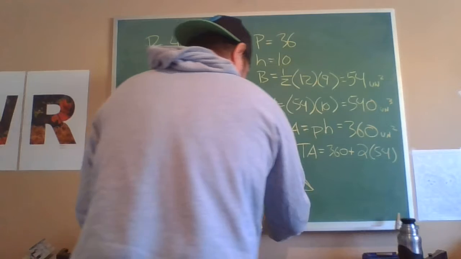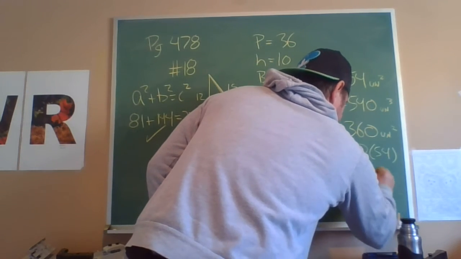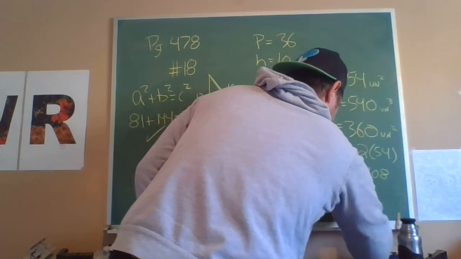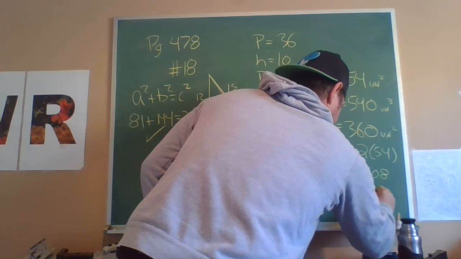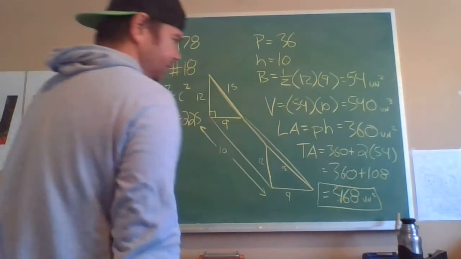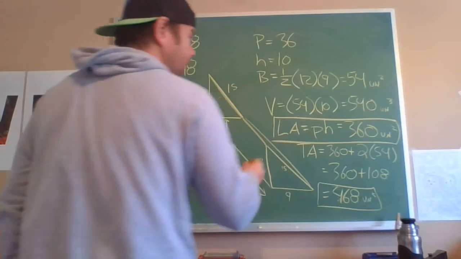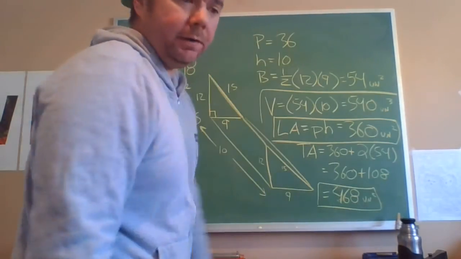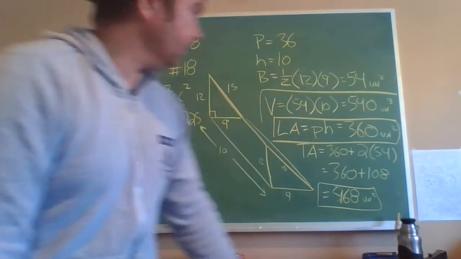Oh, 2 times 54 is just 108. 360 plus 108 equals 468 units squared. So total area 468 units squared, lateral area 360 units squared, volume 540 units cubed. And I'm just double checking to see that that works. Yep, 360, 468, 540. Yeah, we got it.